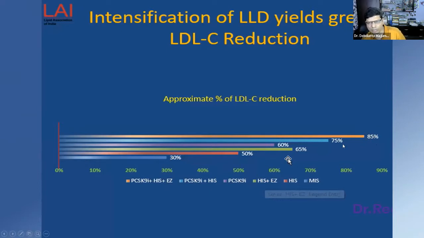And as you reduce the number of drugs, the extent of lowering obviously reduces. So if you have a PCSK9 with high intensity statin, still to the tune of 75. If you have only PCSK9, it is 60. Look at this green one. Without PCSK9, just high intensity statin and ezetimibe, it is still to the tune of 65. So this is another thing which is worth mentioning.